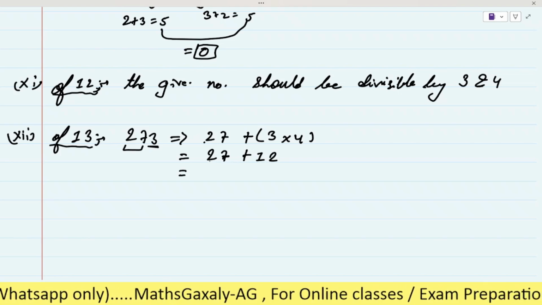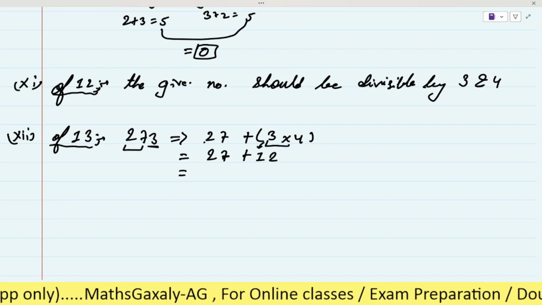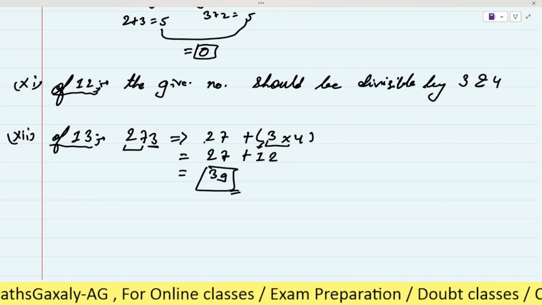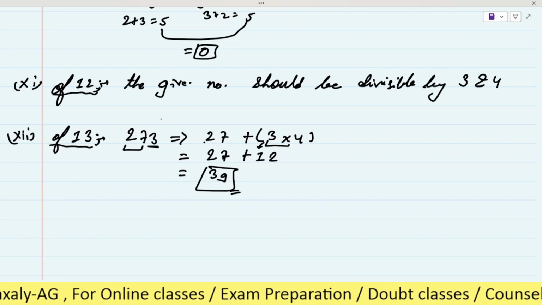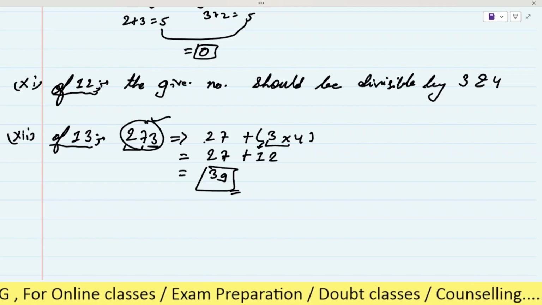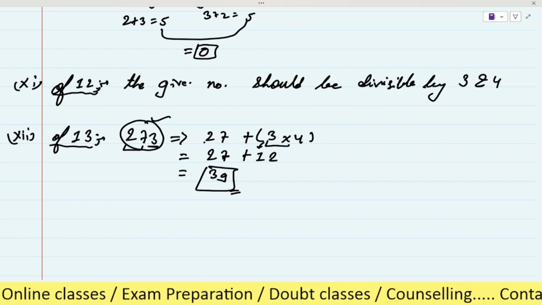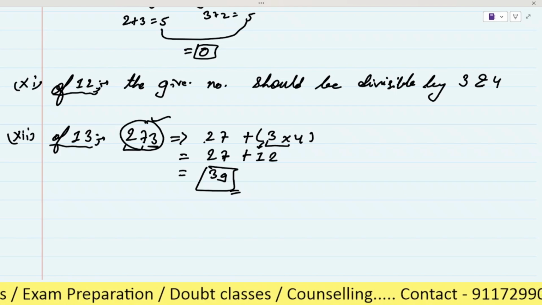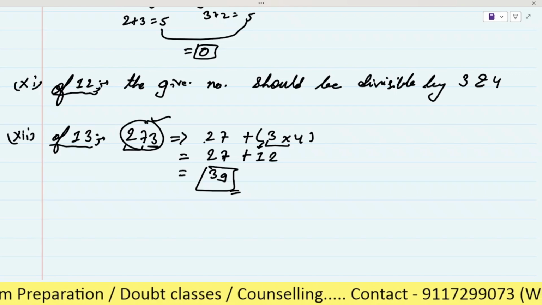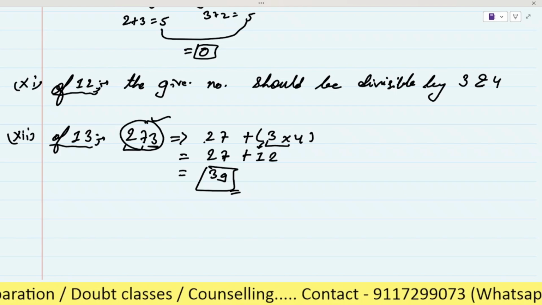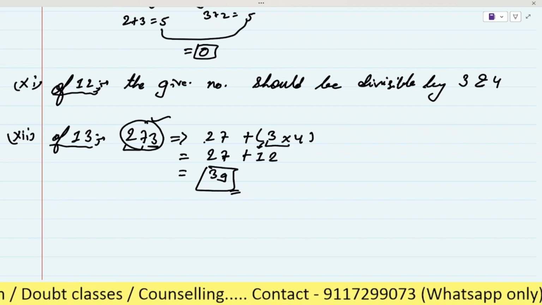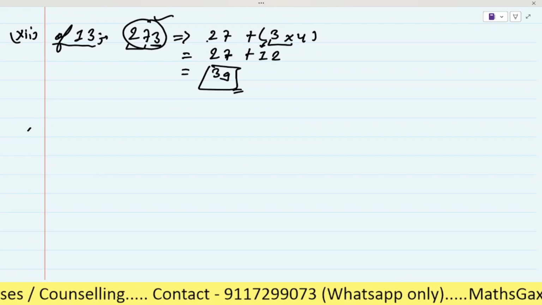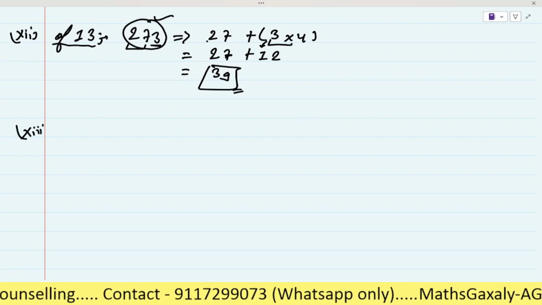Now add it. 3 fours are 12, right? 39. Yeah. Is it divisible by 13? Yes. It means the given number will also be divisible by 13. Okay? Is it clear or any doubt? Yes, sir.